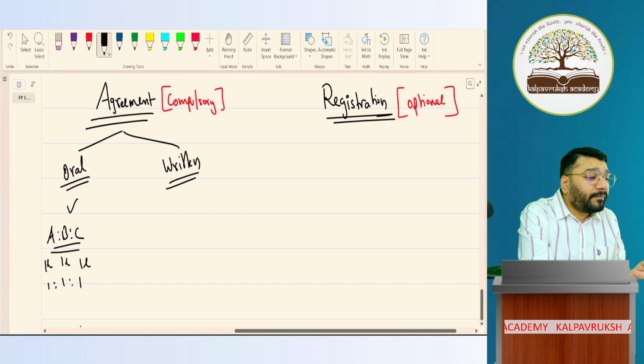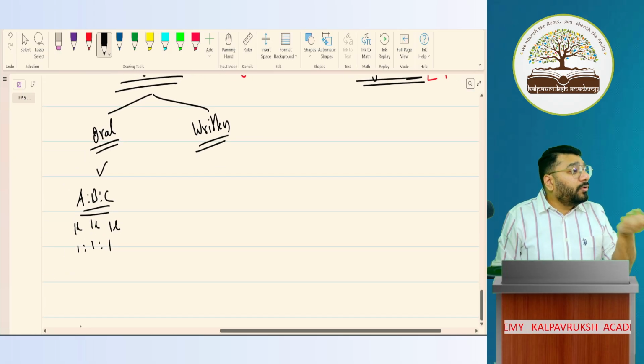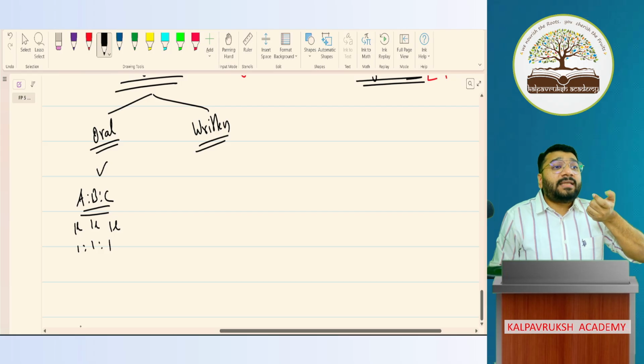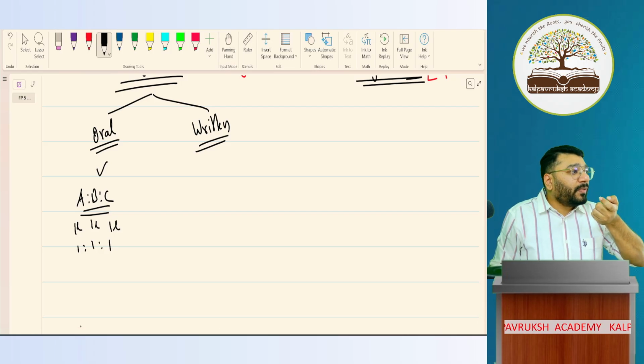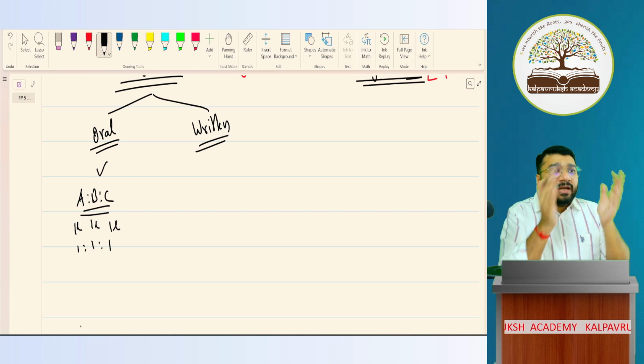Okay? Second, an oral agreement can also be recorded as a WhatsApp voice recording. We can do voice recording. So let's say three partners A, B, C have created one WhatsApp group.